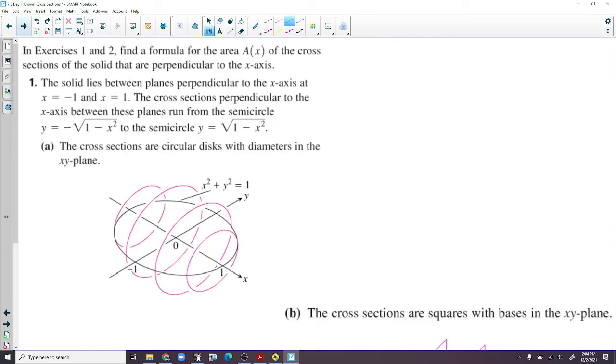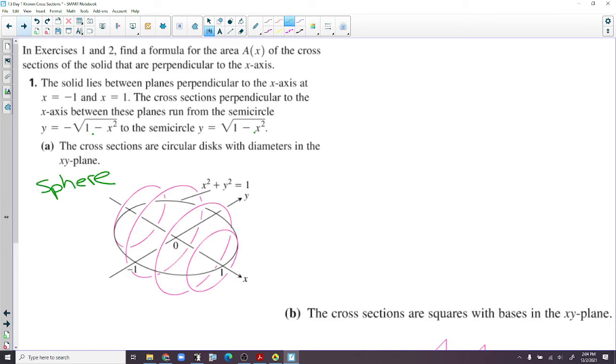Is this the sphere? This is the sphere. The solid lies between planes perpendicular to the x-axis at x equals -1 and 1. The cross section is perpendicular to the x-axis. Between these planes run from the semicircle this to this. The cross sections are circular discs with diameters in the xy plane. So this is our sphere.